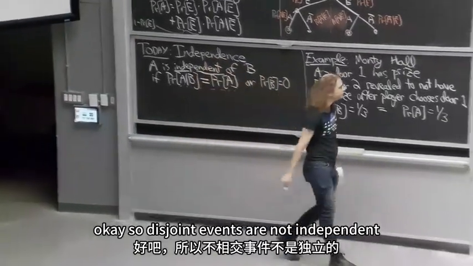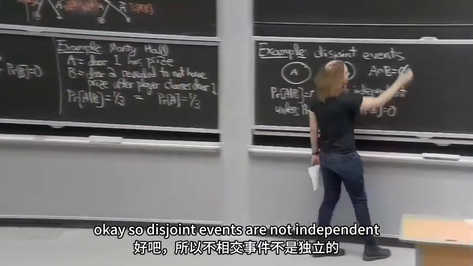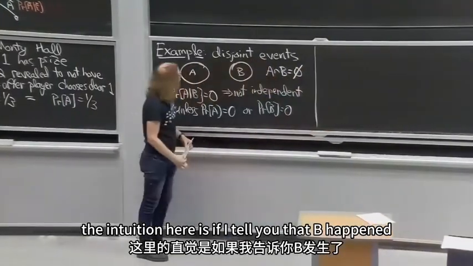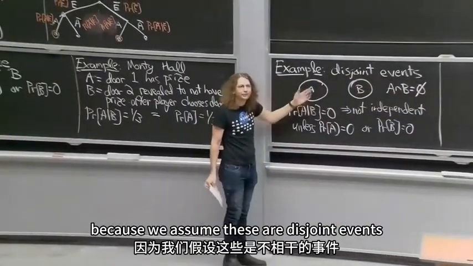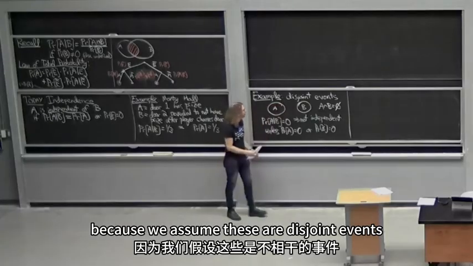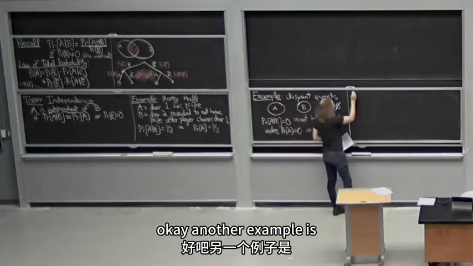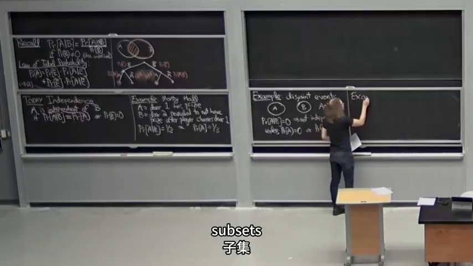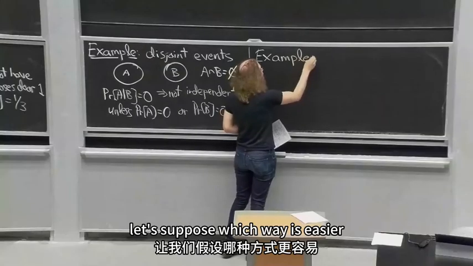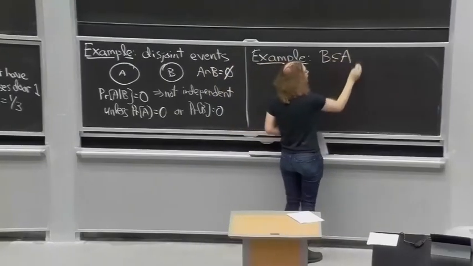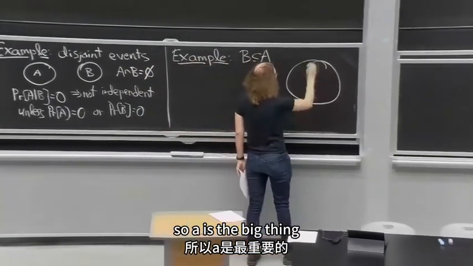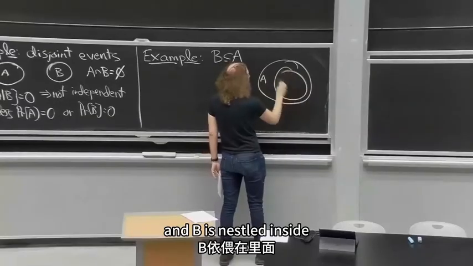OK, so disjoint events are not independent. The intuition here is if I tell you that B happened, you know very well A did not happen, because we assume these are disjoint events. OK, another example is subsets. Let's suppose B is a subset of A. So A is the big thing, and B is nestled inside.